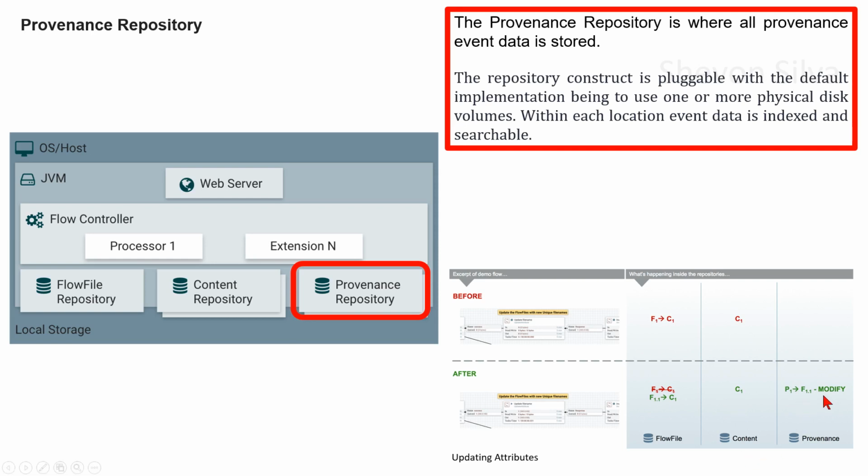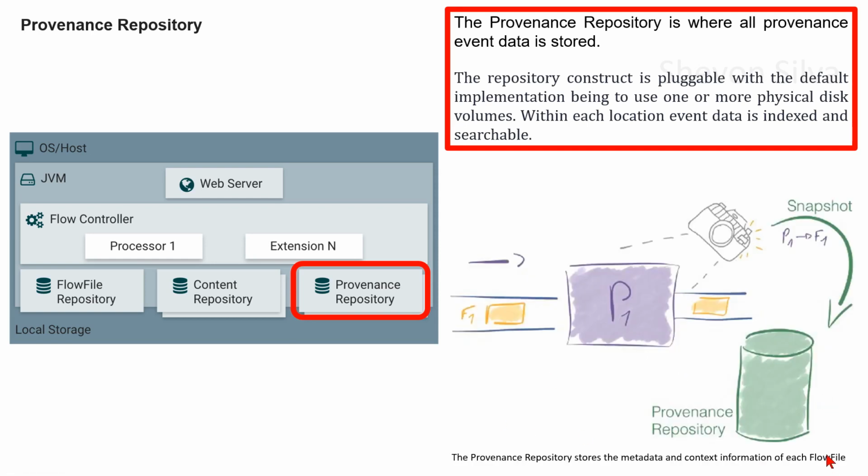and in provenance here you can see the provenance repository stores the metadata and context information of each FlowFile. Every time a FlowFile is modified, NiFi takes a snapshot of the FlowFile and its content and its context at this point. The name for the snapshot in NiFi is provenance event. The provenance repository records the provenance events.